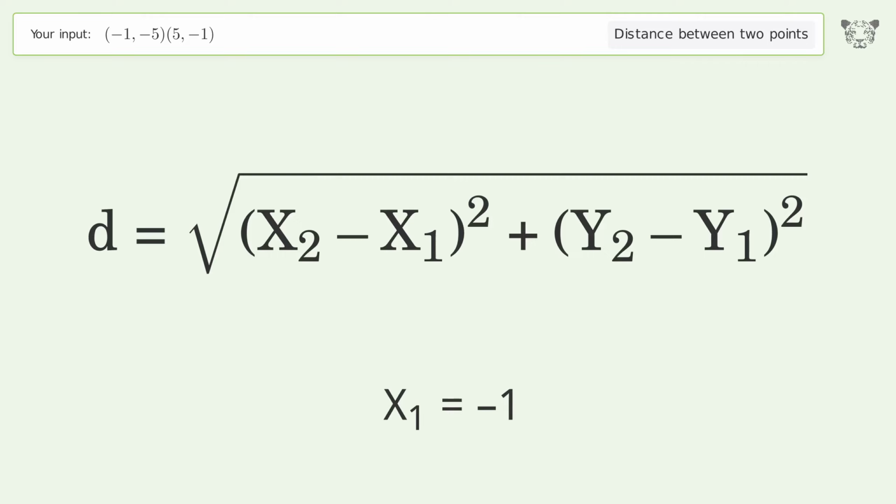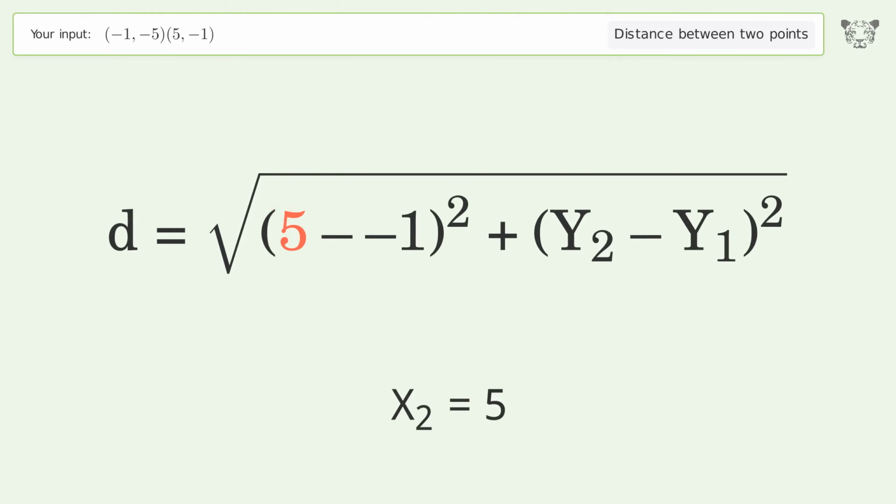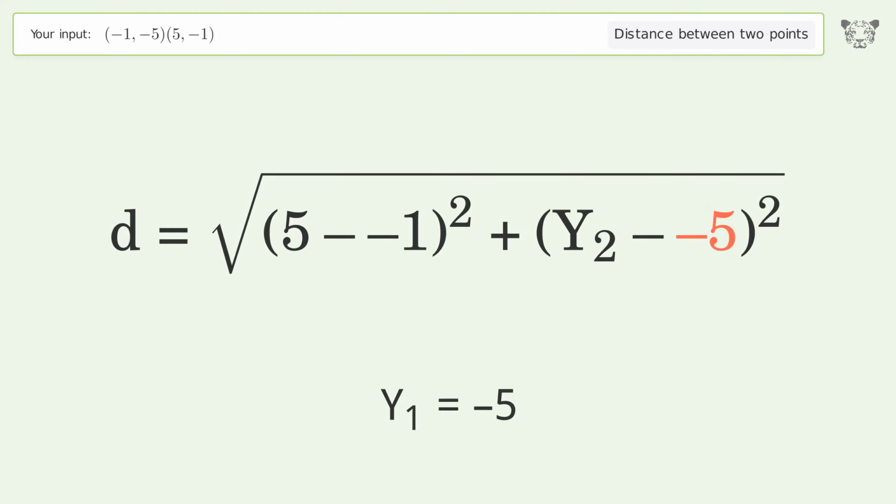x1 equals -1. x2 equals 5. y1 equals -5. y2 equals -1.